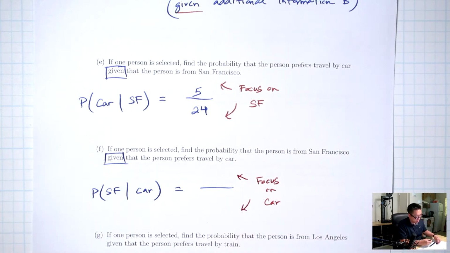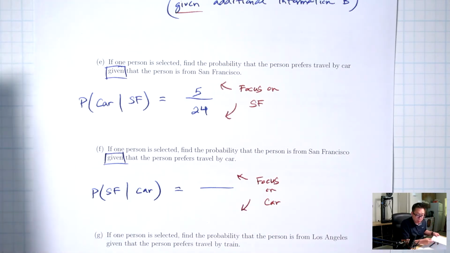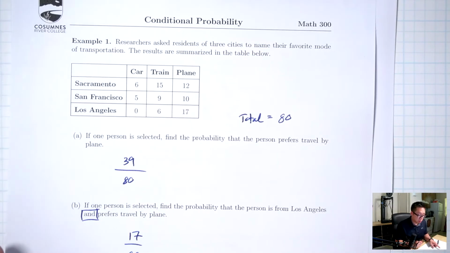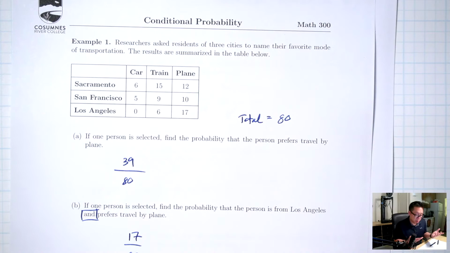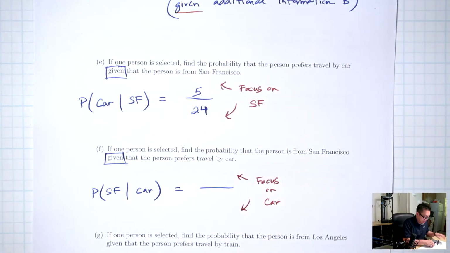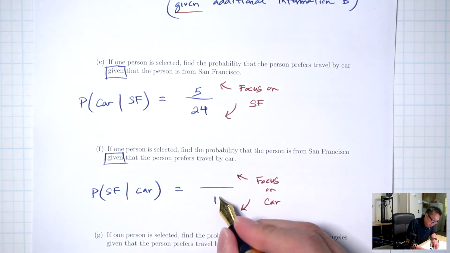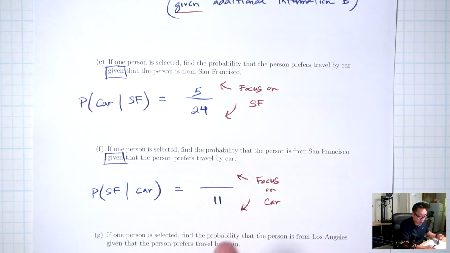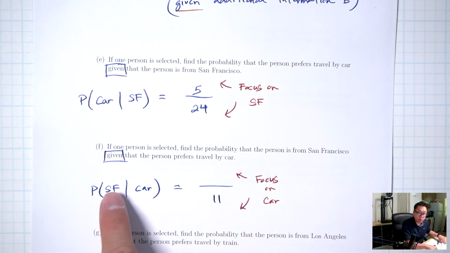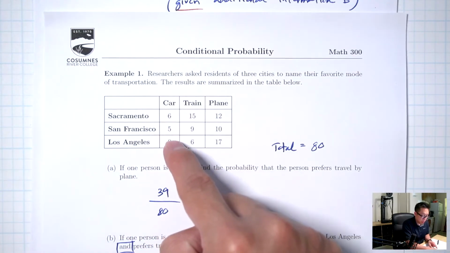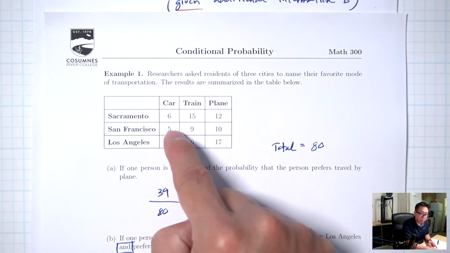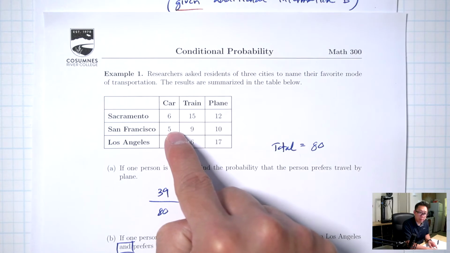Okay, start with the bottom. Focusing just on car, how many are there total? So just on car, that would be 6, 5, 0. That's 11. That's the bottom. And then for the top, still focusing just on car, how many are from San Francisco? So focusing on car, how many are San Francisco? 5.